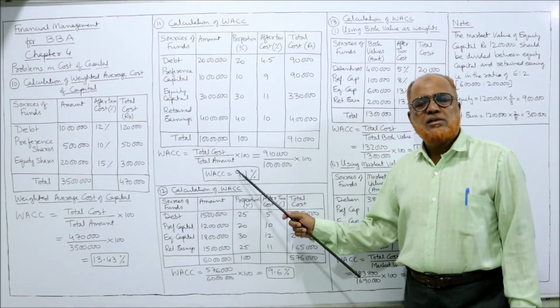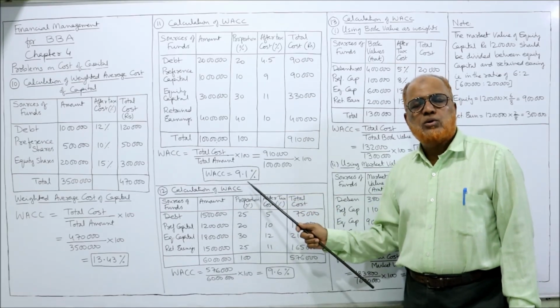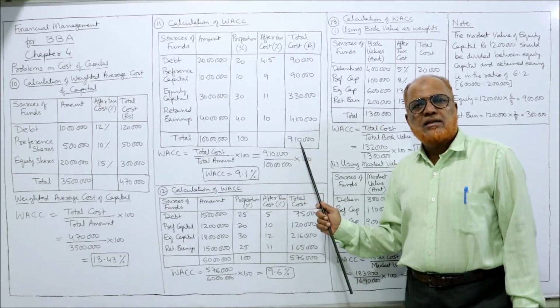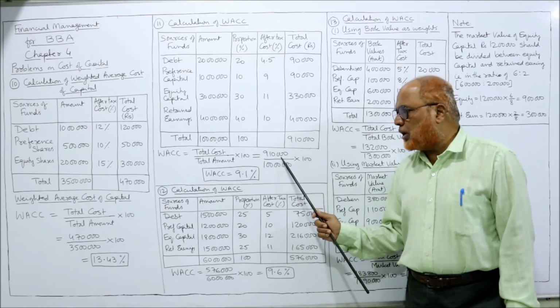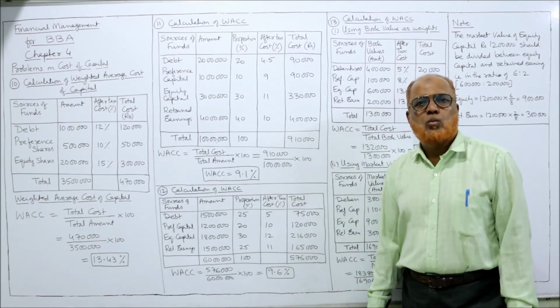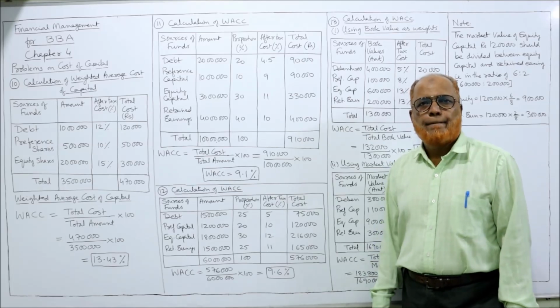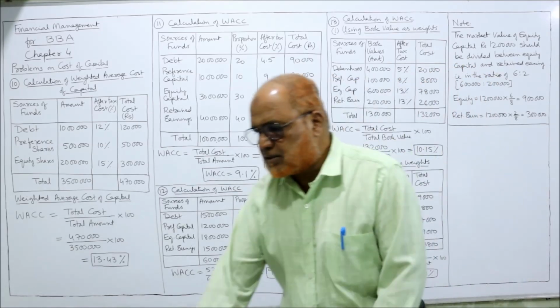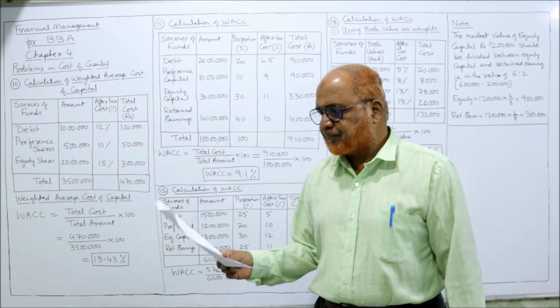So what is the WACC? Total cost by total amount into 100. 9 lakh 10,000 by 1 crore into 100, you will get 9.1%. That's it. So 11th problem completed. Now see the 12th problem.